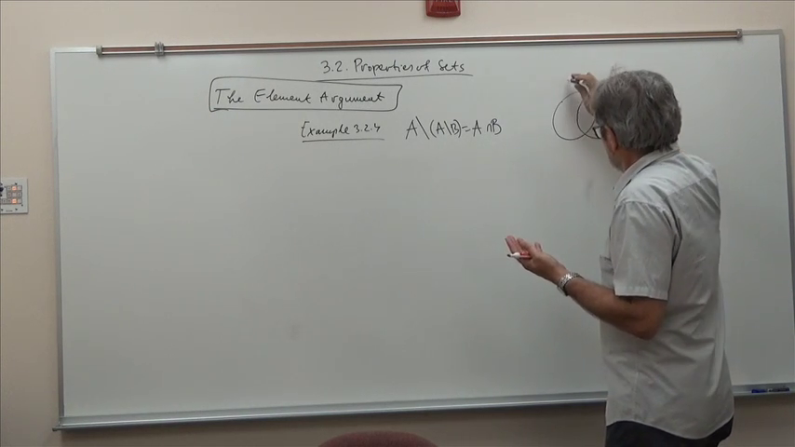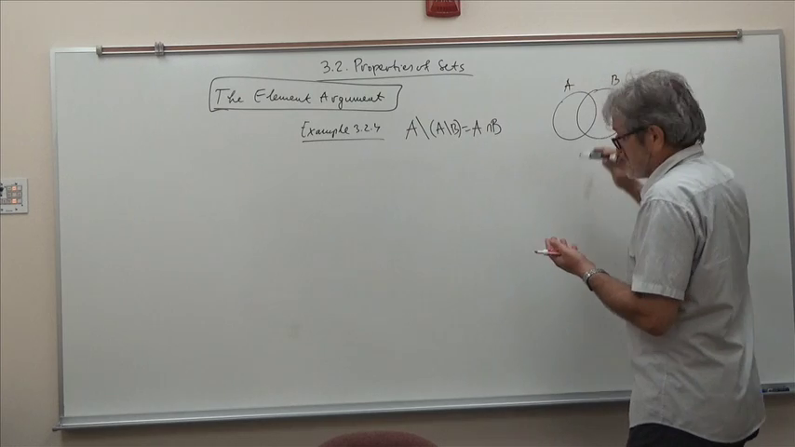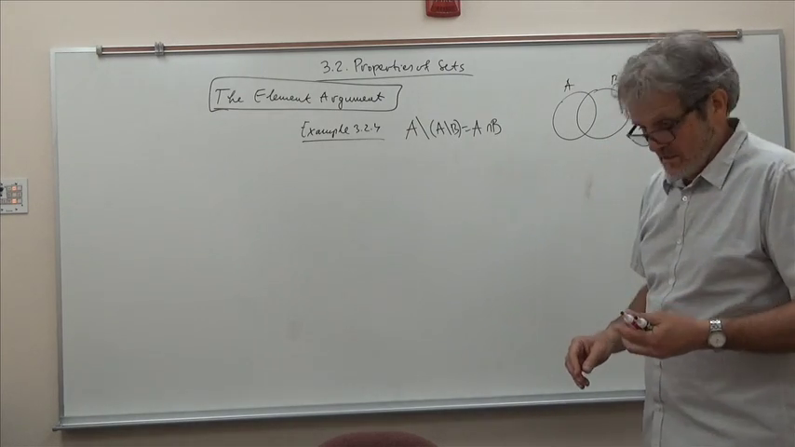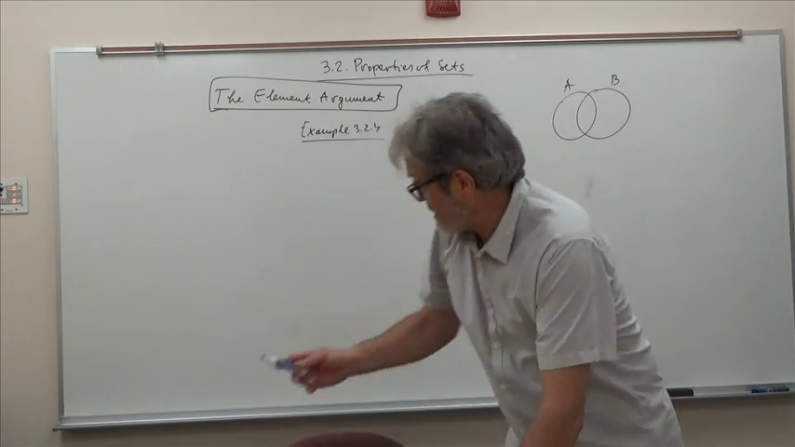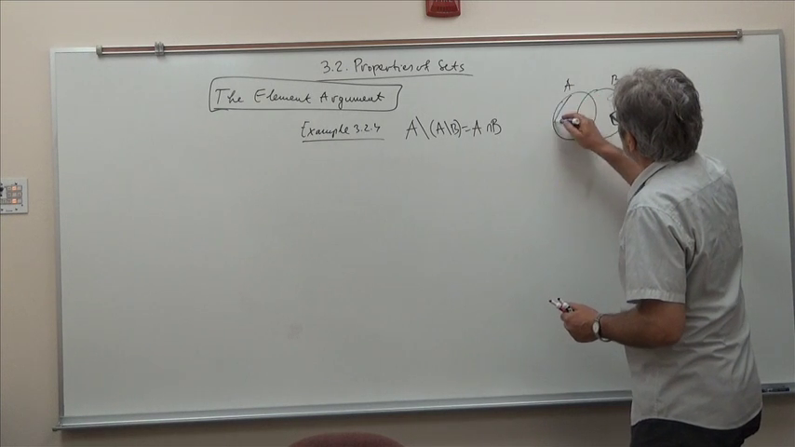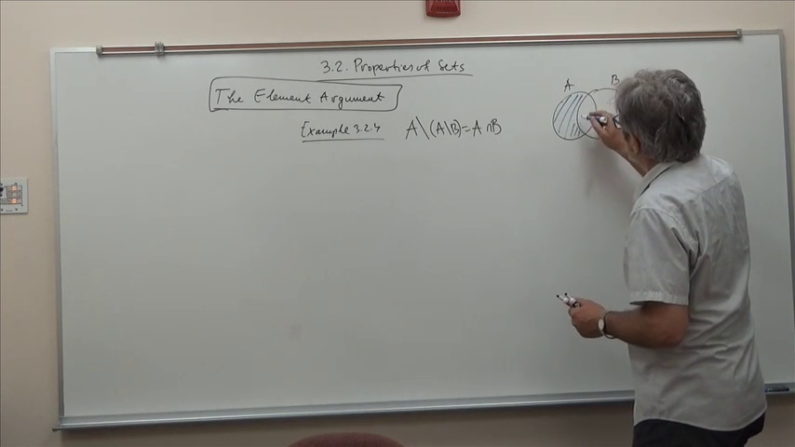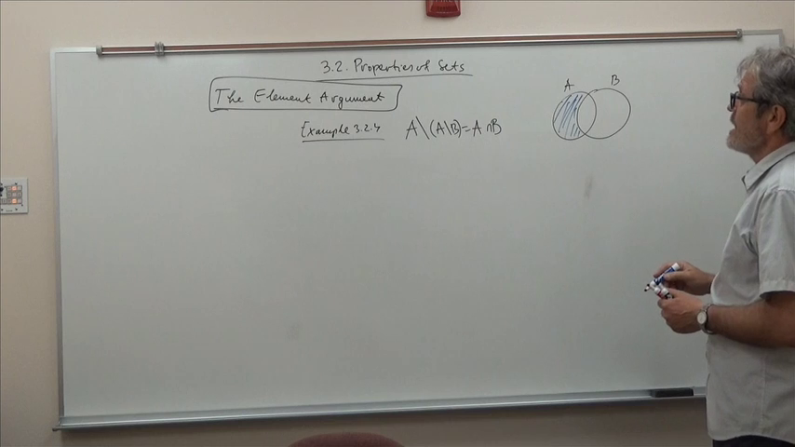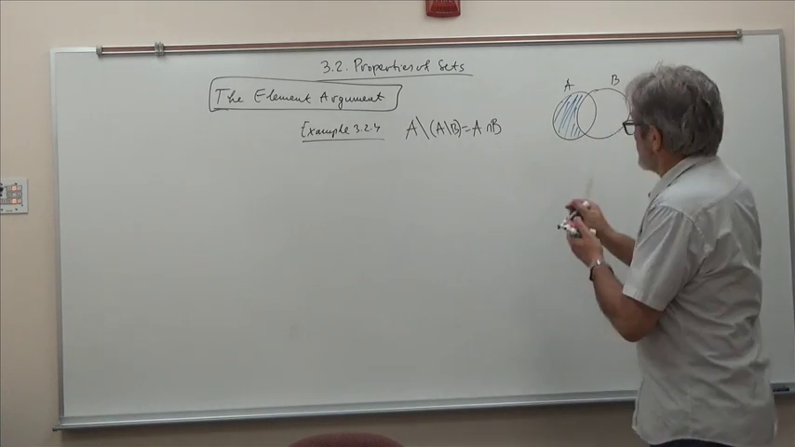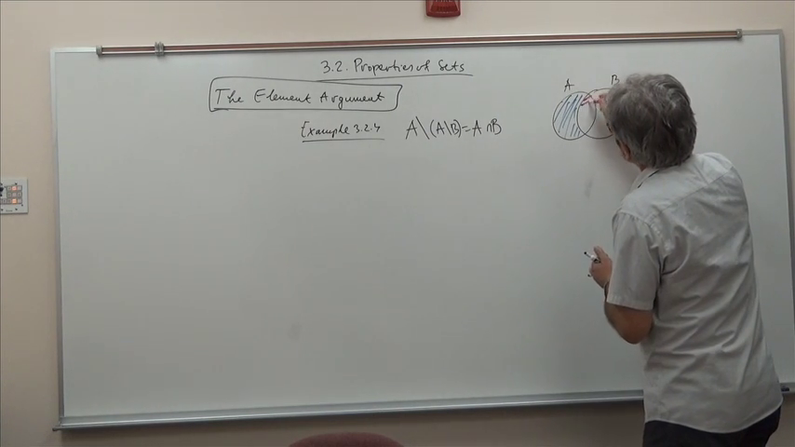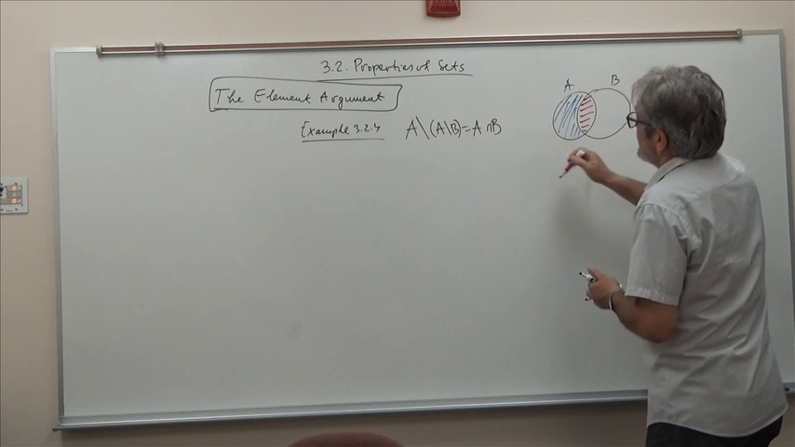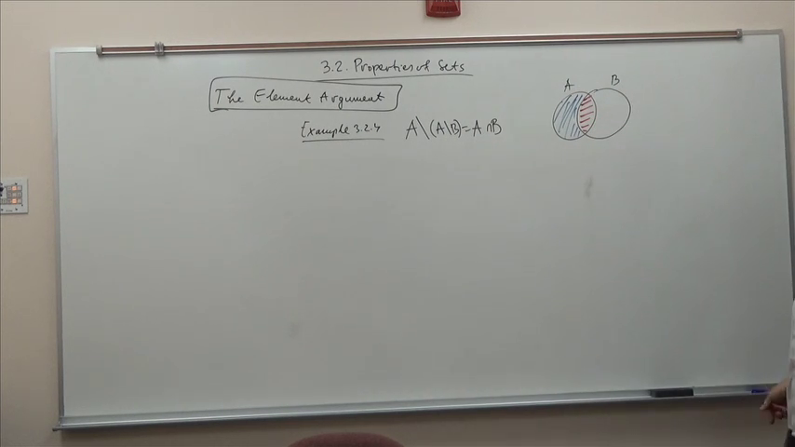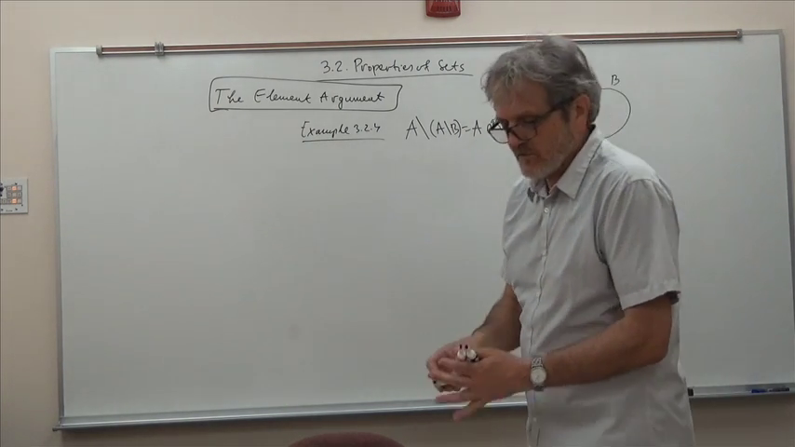So here it is. This is A, this is B. So A set minus B is this. And then when I remove that from A, I actually get this guy. And that's exactly what it says. It's their intersection, so it looks good, but let me write the proof.